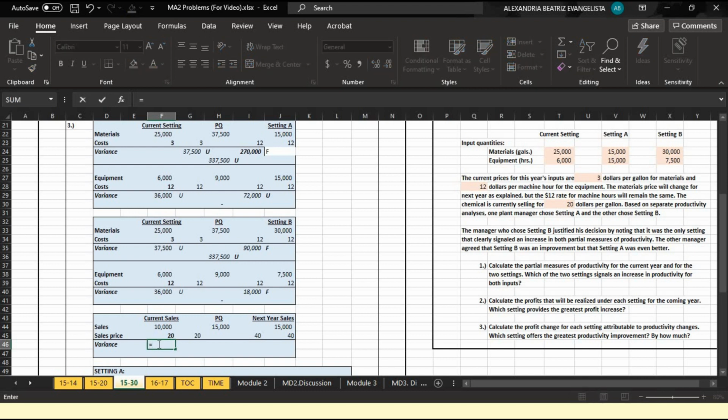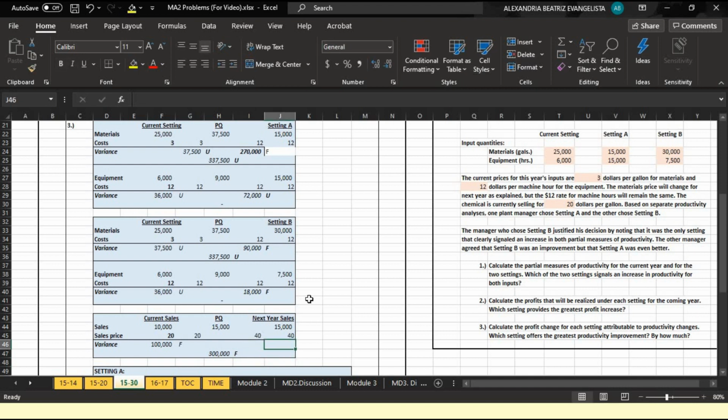So for the variance that corresponds to growth, that is computed by again 15,000 less 10,000 multiplied by its price, and that would give us 100,000 favorable. And then for the variance that corresponds to price recovery, that is computed by again $40 less 20 multiplied by the quantity under PQ, which is 15,000, and that would give us 300,000 favorable.